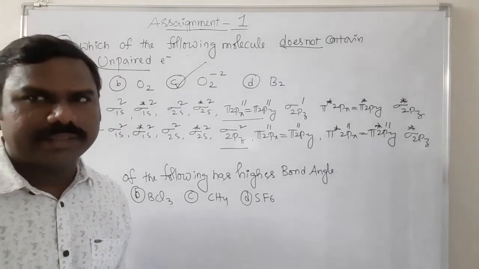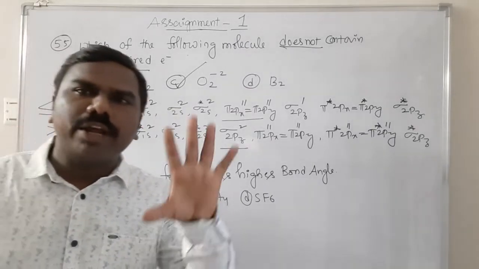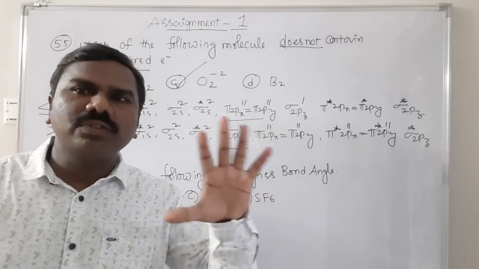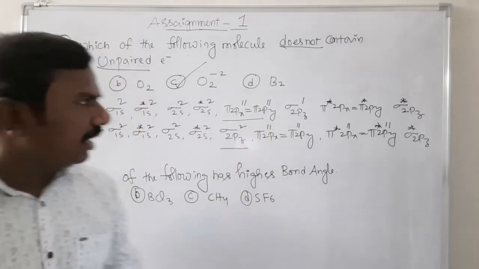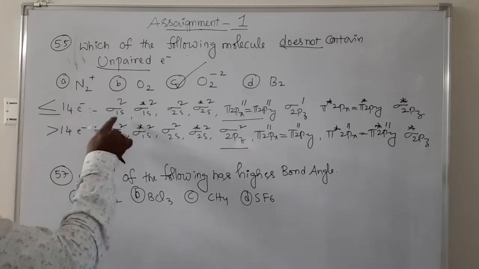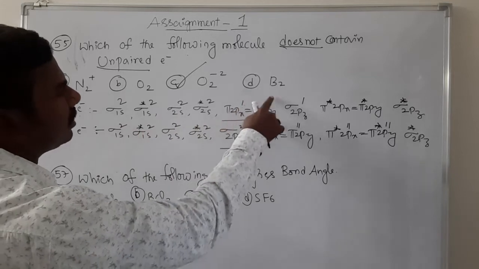You follow like that. For example, take B2. B2 means boron, atomic number 5, electrons also 5. 2 borons are there, 2 fives are 10. 10 electrons must be filled. 10 means less than 14. So 2, 4, 6, 8, 9, 10. That's it.